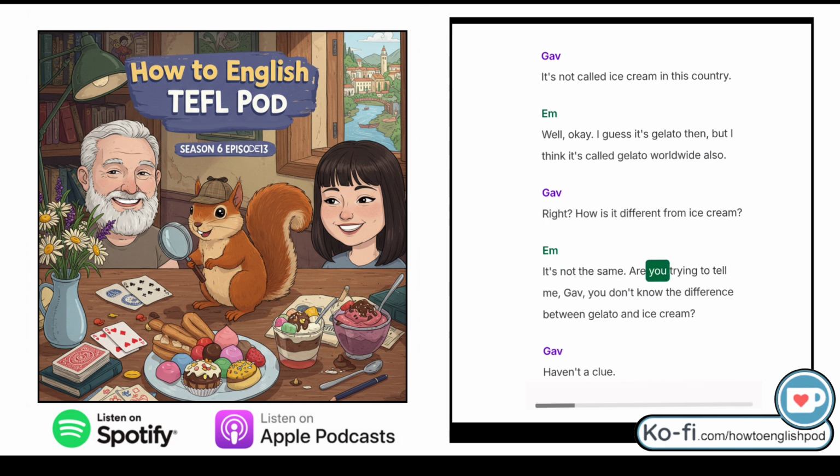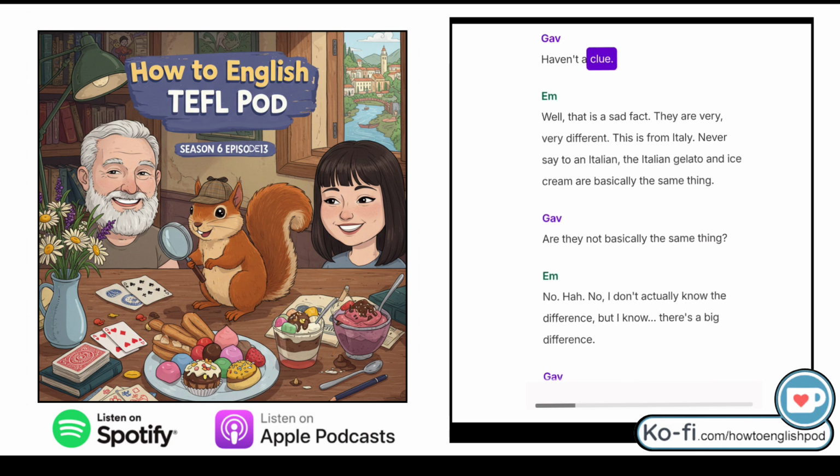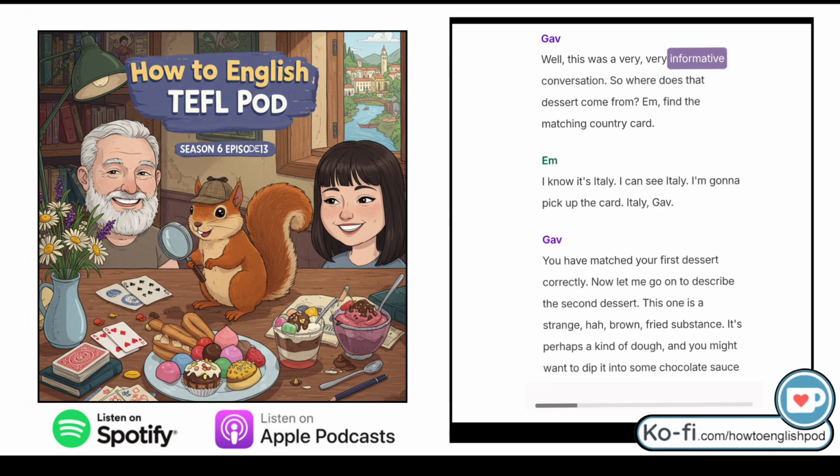It's not the same. Are you trying to tell me, Gav, you don't know the difference between gelato and ice cream? Haven't a clue. Well, that is a sad fact. They are very, very different. This is from Italy. Never say to an Italian that Italian gelato and ice cream are basically the same thing. Are they not basically the same thing? No, I don't actually know the difference, but I know. Well, this was a very, very informative conversation.